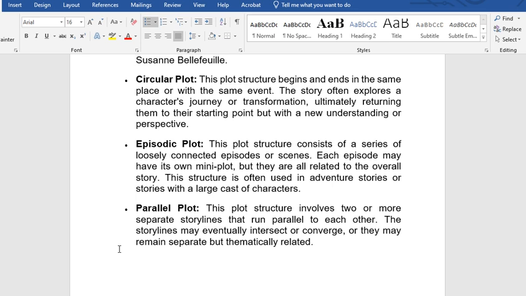We also have episodic plot. This plot structure consists of a series of loosely connected episodes or scenes. The narratives here are divided into episodes. Each episode may have its own mini plot, but they are all related to the overall story. All the episodes may have the same subject matter, but each will have their mini plot. This structure is often used in adventure stories or stories with a large cast of characters.